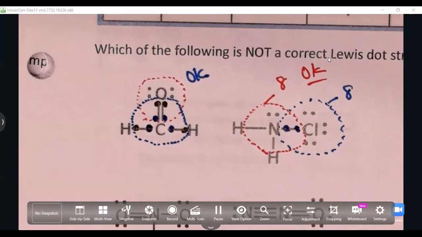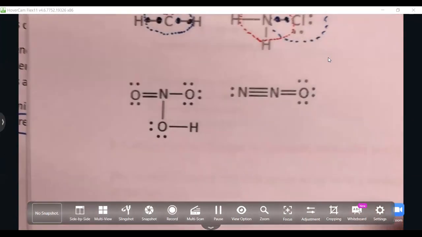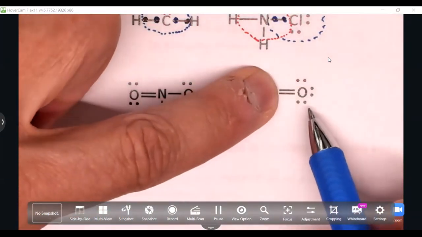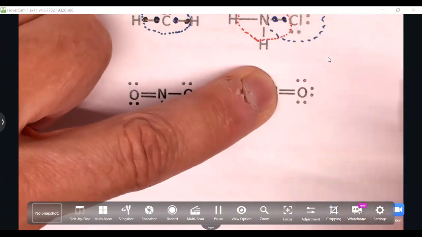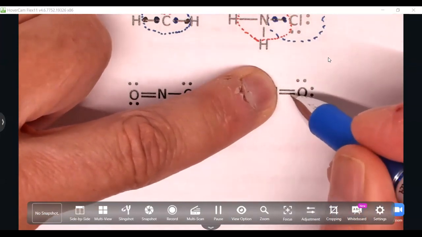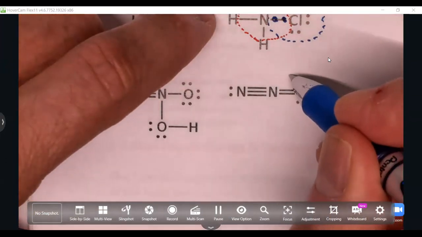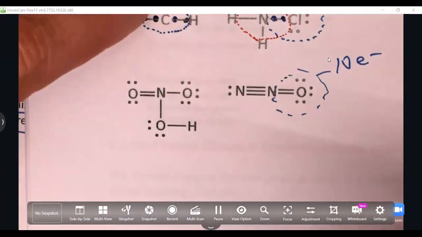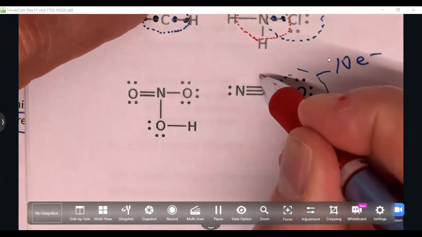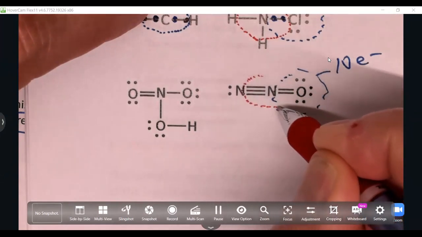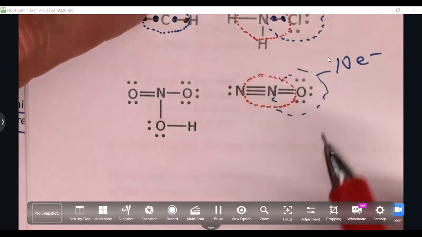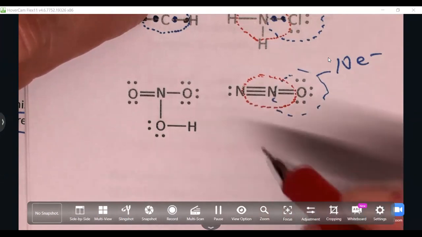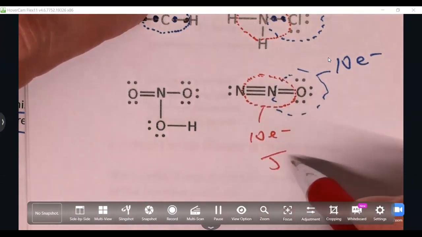Let's go to the one below it. The one below it is junk. First of all, how many electrons are around oxygen here total? 2, 4, 6, 8, 10 electrons, right? So this is already junk. That's 10 electrons. And this nitrogen here in the middle, maybe I should start using a highlighter. 5 pairs of 2. This is 10 electrons. This is junk.